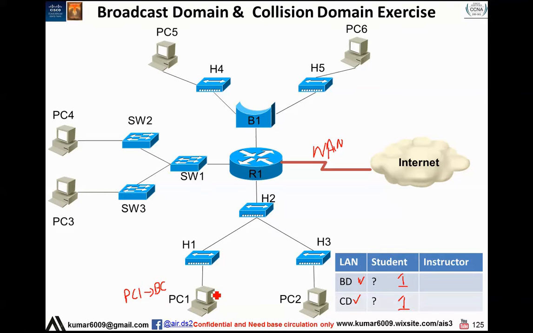PC1 sends the broadcast data. Now the data comes to a hub. So what will the hub do? What is the hub function? What will the hub do when the data comes to it?